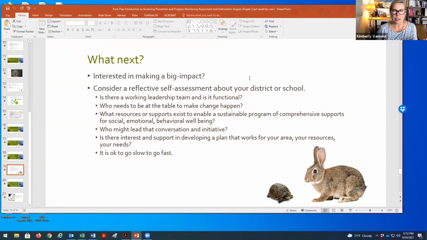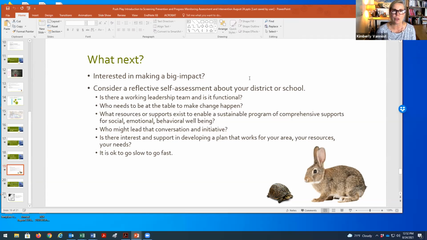Here's what I'd suggest or offer to you as the place to start for making that big impact, which is, and I've got my rabbit and tortoise up here again, that it's okay to go slow to go fast. I think it starts with, if you're here as an individual and not a team, a self-assessment about your district or your school, wherever that situation is that you're working in. Is there a working leadership team, and is it functional? If yes, great. Are there other people that need to be at the table? If no, how do you build that coalition?